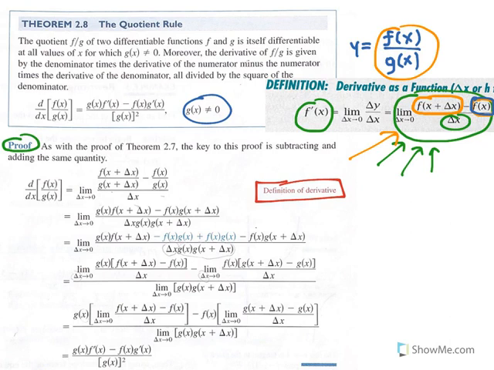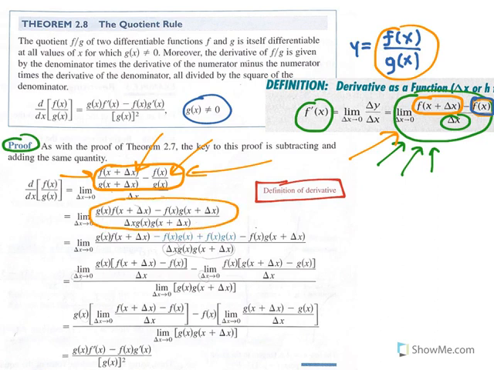So now we do some algebra. The one thing that you do here is you want to combine these two fractions, so you need a common denominator. So you can multiply the first fraction by g of x over g of x, and you can multiply the second fraction by g of x plus delta x over g of x plus delta x. And then you're going to divide what you have in the numerator by delta x, and that would give you what we have here.